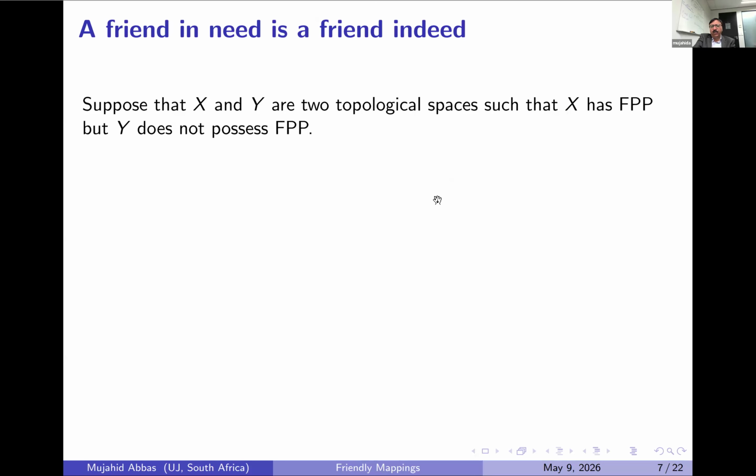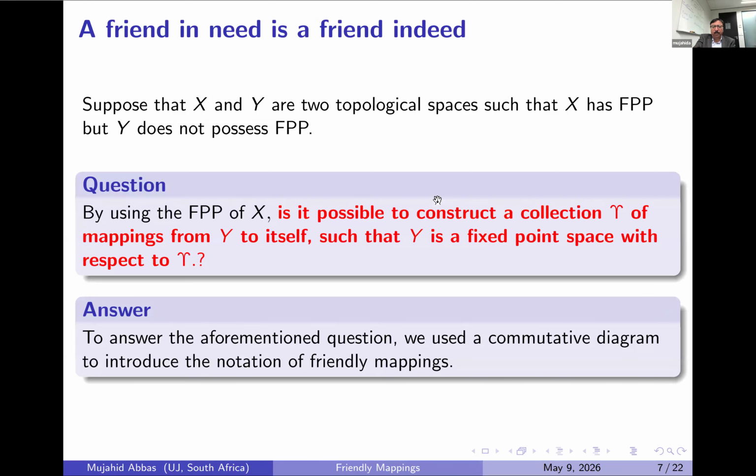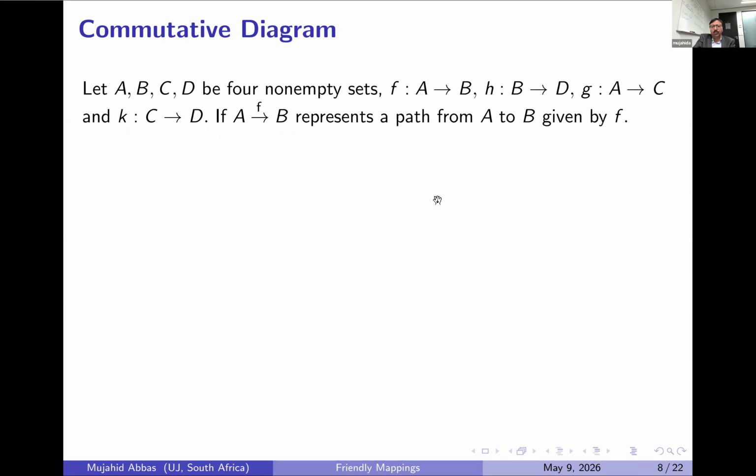Now, suppose X and Y are two topological spaces such that X has the fixed point property, but Y does not possess the fixed point property. As I have already mentioned, if these two spaces are homeomorphic and X has the fixed point property, then Y possesses the fixed point property. So the question is: is it possible to construct a collection of mappings from Y to itself such that Y is a fixed point space with respect to that collection of mappings? We will use a very simple commutative diagram to introduce the notion of friendly mapping, and then we will come back to these questions.